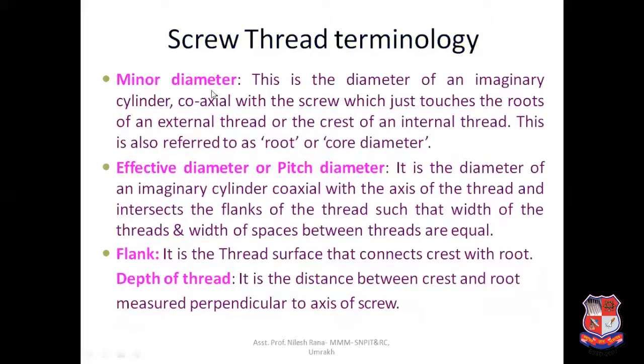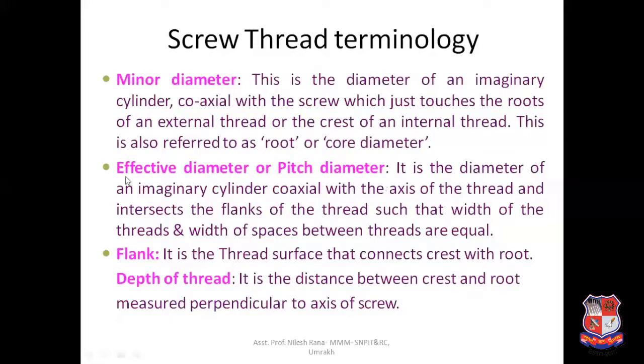Minor diameter. This is the diameter of an imaginary cylinder coaxial with a screw which just touches the roots of an external thread or the crest of an internal thread. This is also referred to as the root or core diameter of the screw thread. Effective diameter, or we can say the pitch diameter.